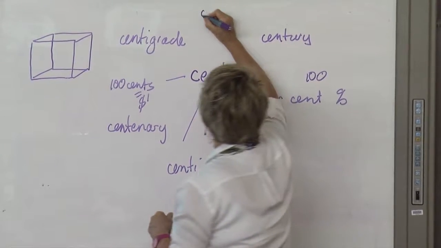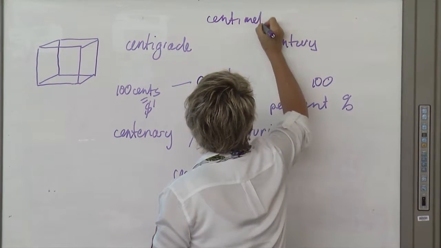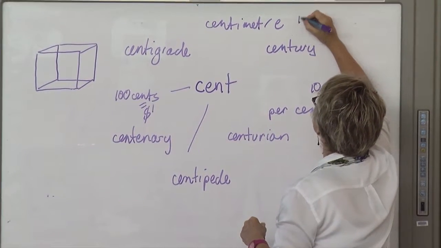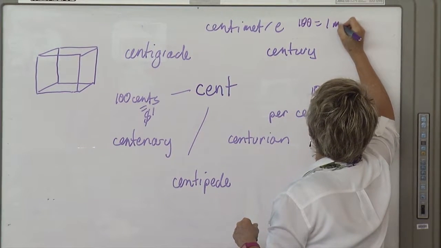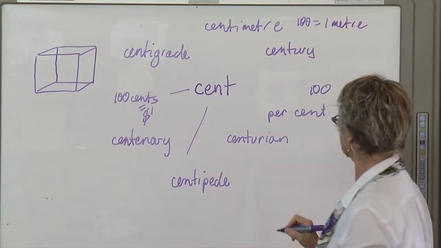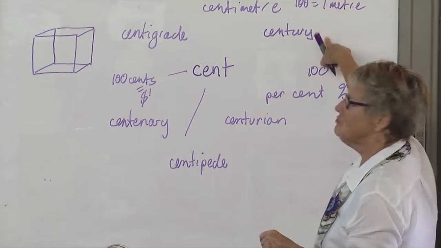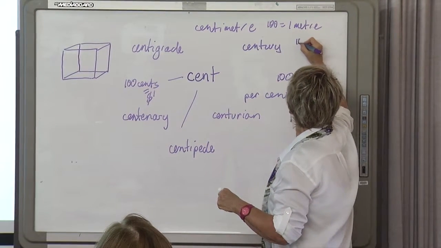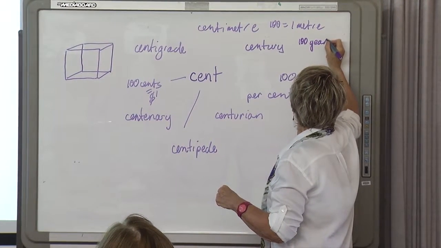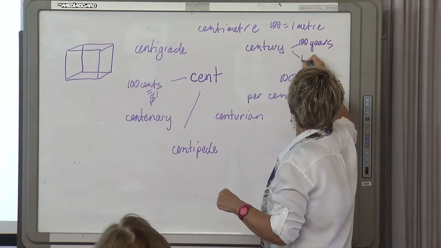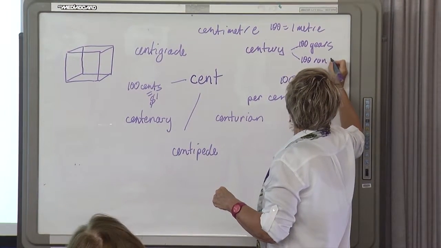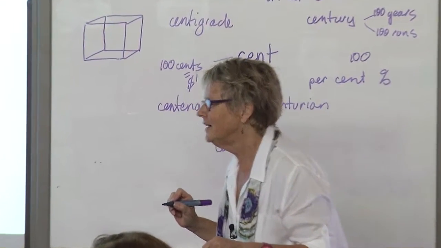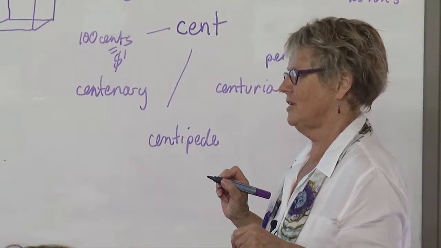Centimetre, of course. Because? 1 metre, right. Century because? 100 years or? 100 degrees. Or 100 runs. Oh, yeah. And we used to say to hit the century back in the day when we had a Fahrenheit scale. Oh yeah, we hit the century, 100 degrees.